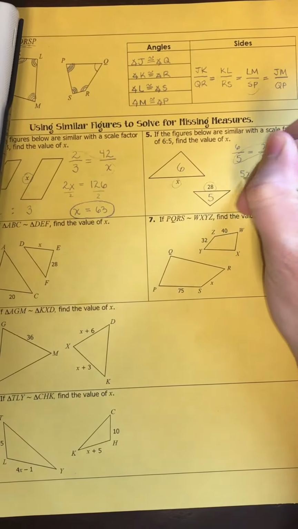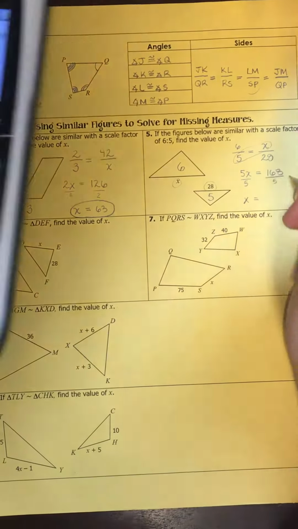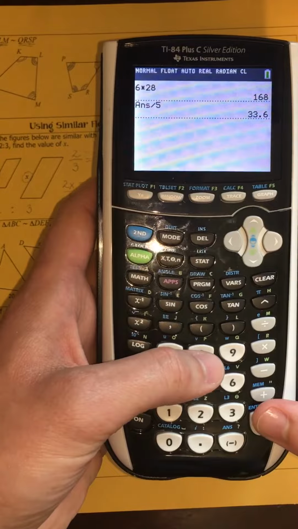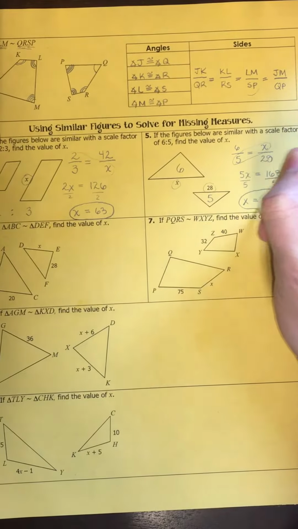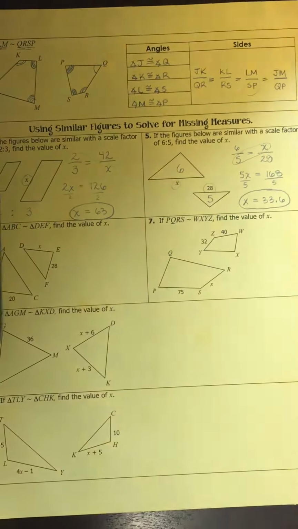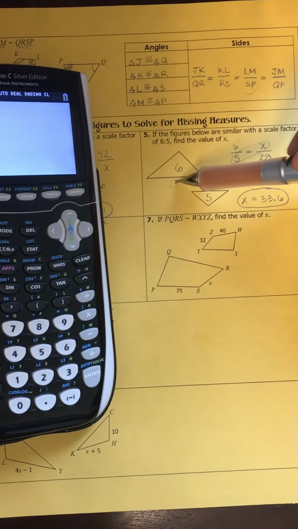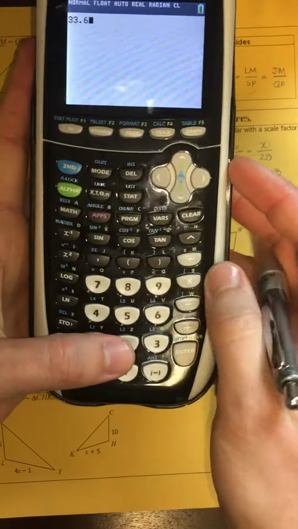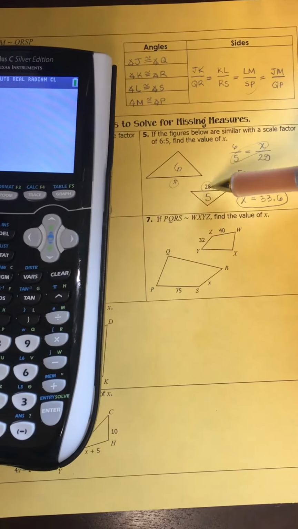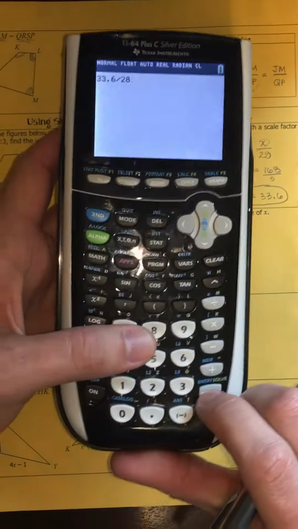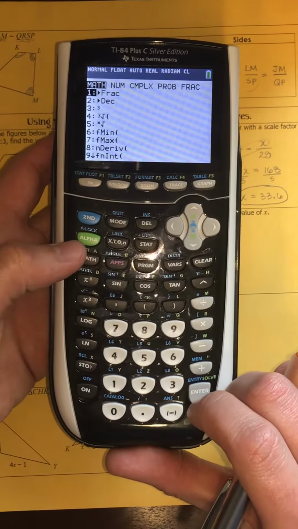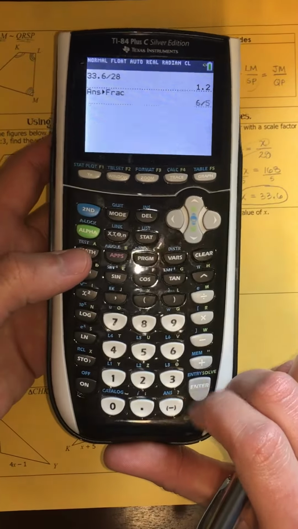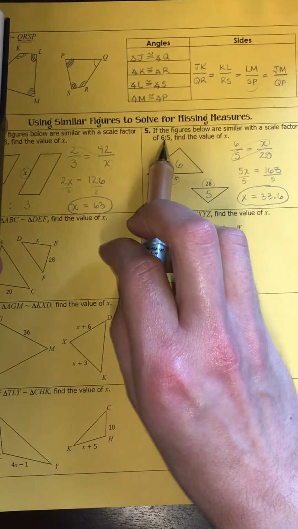I'm going to divide both sides by that 5, and I get that x should equal 168 divided by 5, which is 33.6. So x is equal to 33.6. Again, this is something that I could always check. According to my figure, my x value of 33.6 divided by, so my big figure divided by my small figure, and that number was 28. So 33.6 divided by 28, I get this in decimal form. If I click math, select frac for fraction, and hit enter, I get that ratio spit back, 6 over 5. So my scale factor or ratio is 6 to 5.